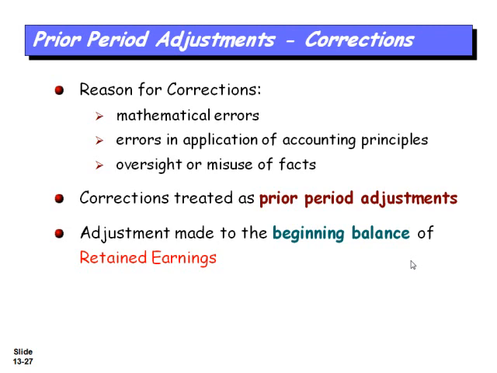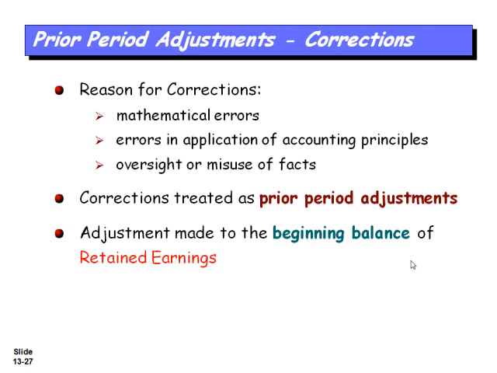Companies make mistakes, and as we look at financial statements and 10-Ks, you're going to see that often they'll recast statements from year to year. They may make math errors. They may misinterpret accounting rules. They may just commit gross errors or misuse of facts. And so corrections are treated as prior period adjustments.